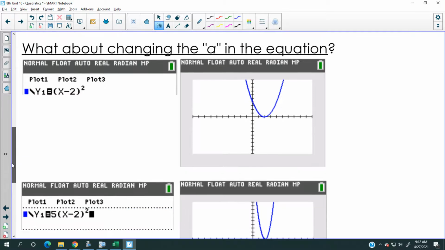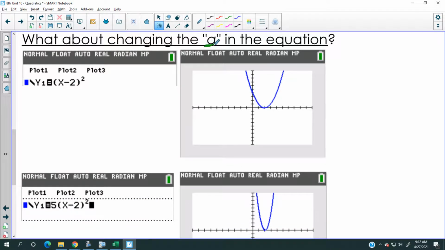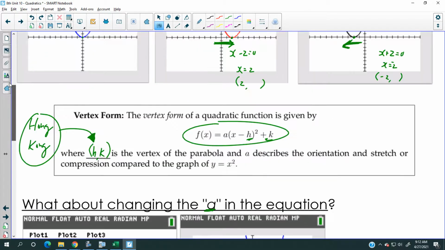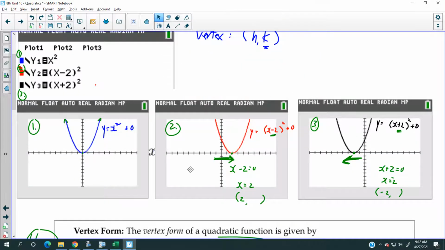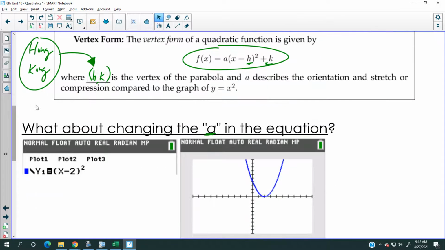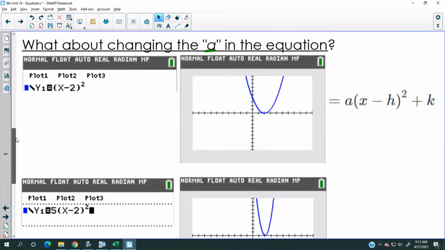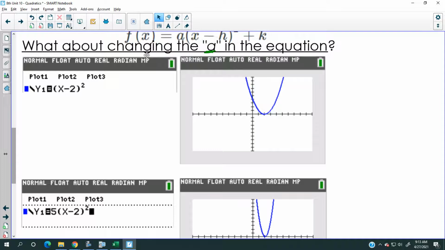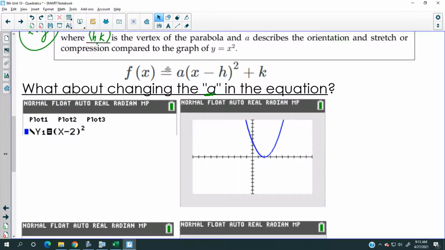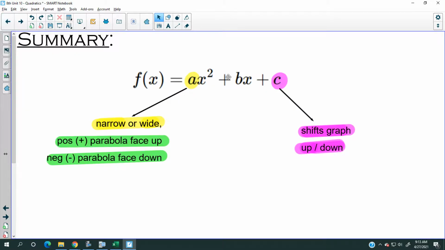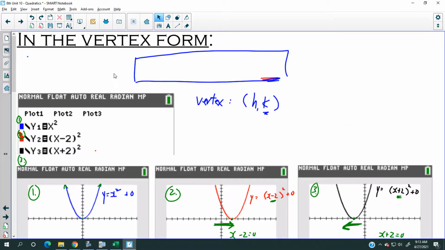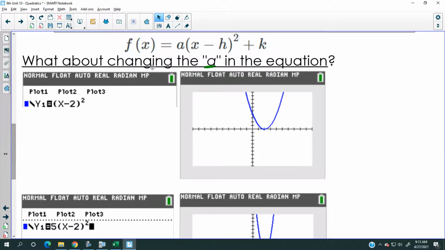Moving on. What about changing the a, the leading coefficient in the equation in the vertex form? Let me bring this down here. Maybe up here. Okay. The a here is slightly different than the a in the other one, because this is the quadratic form, and this is the vertex form. Standard form versus vertex form.